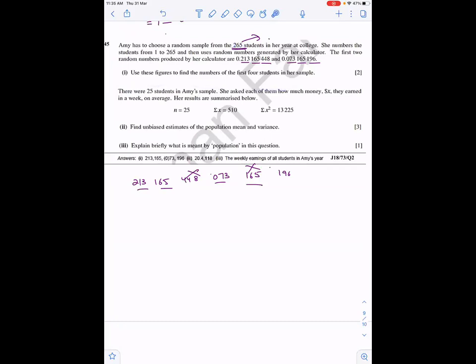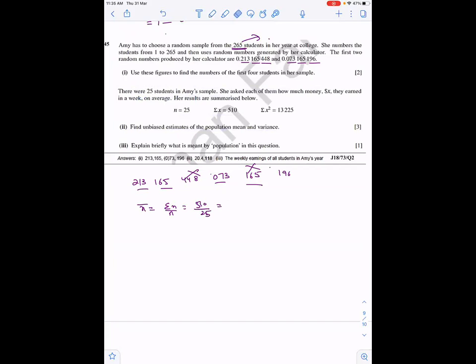Then they are saying there were 25. You would have worked this one out already. Population mean would be summation x upon n, which is 510 upon 25, which is 24. You're saying 20.4. Yeah, 20.4.